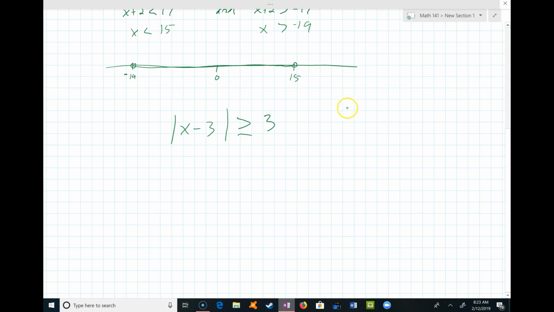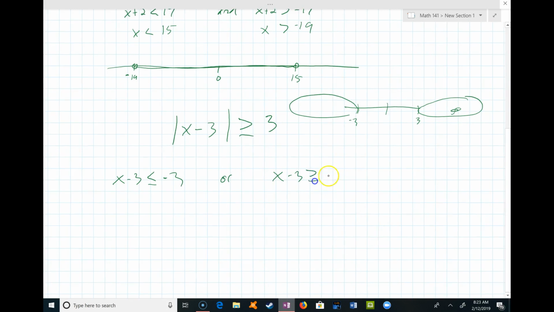So if you think about, get a quick picture in your mind, here's -3 and 3. That's where the distance from 0 is 3. So if the absolute value of this is bigger than 3, that means it's going to be out here and out here. So we have to describe that. So x minus 3 would live in this area right here, which would be less than or equal to -3, or x minus 3 would be in this area here, which would mean it's greater than or equal to +3. So then I just solve these two. I add 3 to both sides, I get x is less than or equal to 0. Add 3 to both sides, I get x is greater than or equal to 6.